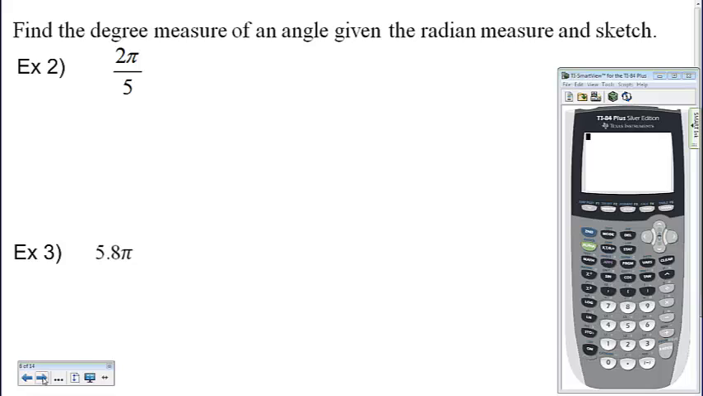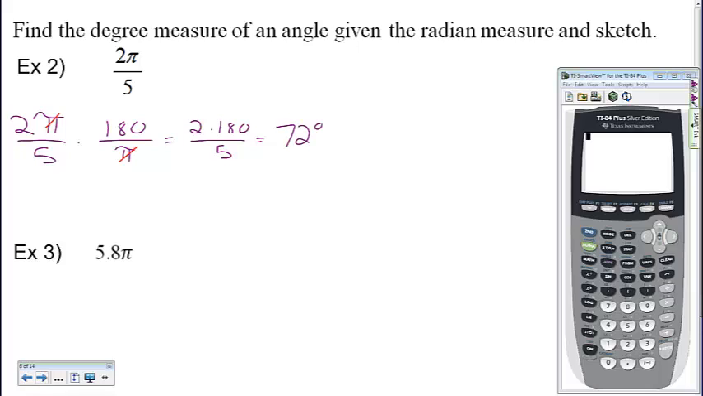Here we're asked to find the degree measure of an angle given the radian measure and then sketch. Well, we're going to do the same thing we did in the last example. Start by writing the fraction we're given, and then multiply by the conversion factor, 180 divided by pi. You notice that pi cancels out once again, and we are left with a new fraction equivalent to 2 times 180 all over 5. If you plug this into your calculator, you should get a value of 72 degrees.